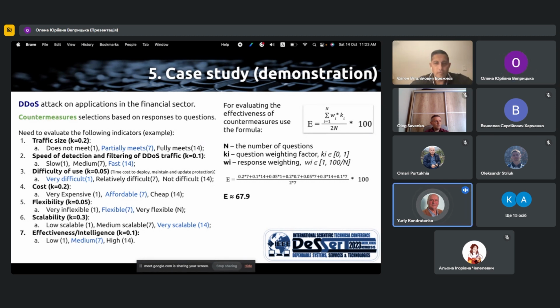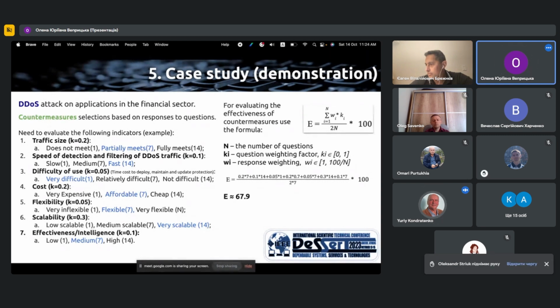Okay, but how did you get these parameters? For example, traffic size coefficient 0.2 or scalability 0.3. Is it an expert? Yes, it should be chosen by a cybersecurity expert. Okay, thank you very much.